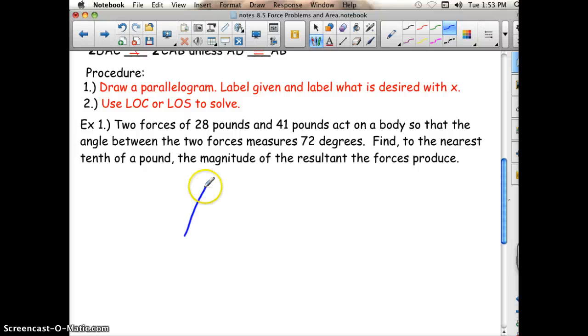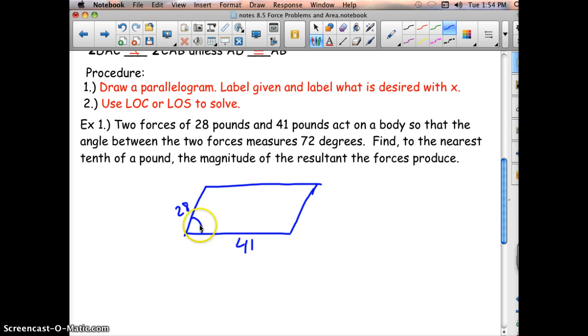So I have two forces. I have a 28-pound force, and I have a 41-pound force, which is bigger, so I'll draw a longer side of the parallelogram. And the angle between these two forces is 72 degrees for that whole angle. What they want me to find is the magnitude of the resultant. That's going to be the length of this vector. So that's x. That's what I want to find. All right. And since we're doing law of sines and law of cosines, I don't want to be focusing on parallelograms. I want to be looking at triangles.